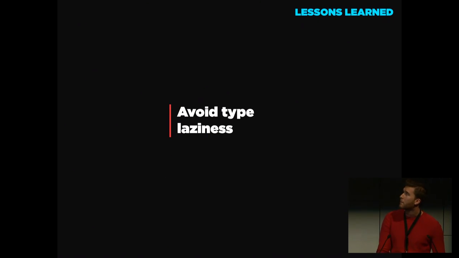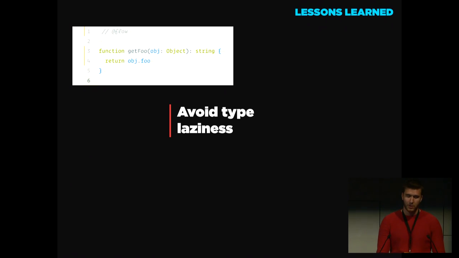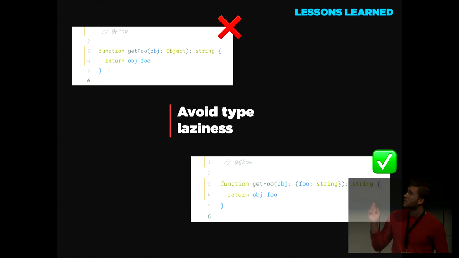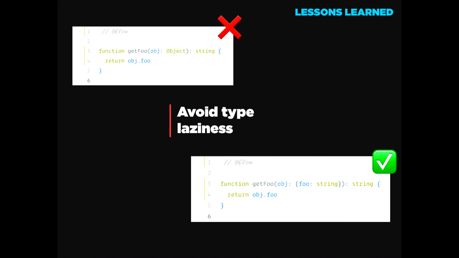Try to avoid type laziness. It can be really tempting sometimes to just write object when you're describing a type, instead of creating a more descriptive type that conveys more information to Flow. This has happened to us on several occasions, and it really diminishes the benefits of static type checking. So try to avoid doing this and do this instead. Notice the difference in the parameter type annotation.